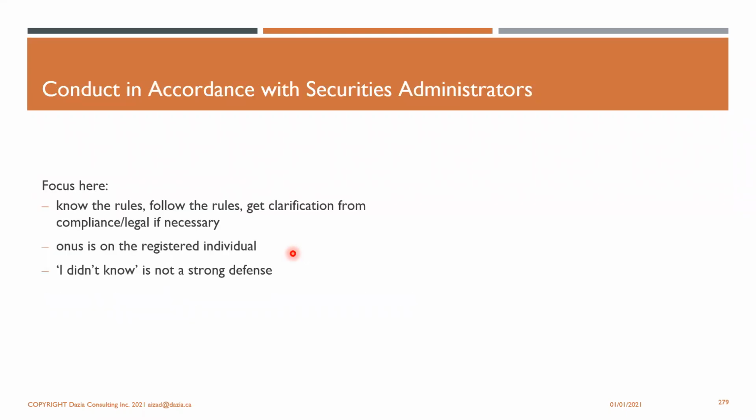Then conduct in accordance with the securities administrators: obviously know the rules, follow the rules. If there are any legal compliance issues, you will get clarification from your BCO, branch compliance officer, or others if you are not sure what to do. The main thing is that the registered individual can't say, I didn't know. That's not a good excuse. You need to know about the rules and you need to follow them. And keep yourself updated, because the rules may change also.